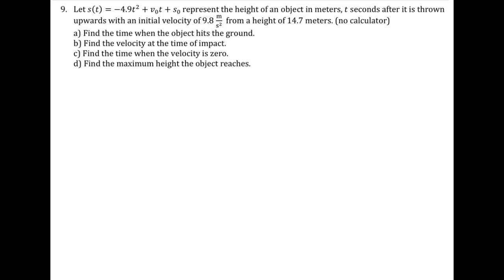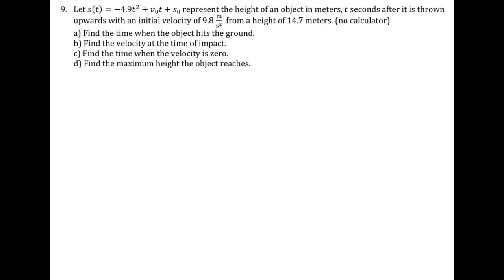Okay, so we have a position function here. S of t equals negative 4.9 t squared plus v naught t plus s naught. We're talking about the height of an object in meters, and t is in seconds. It's thrown upwards with an initial velocity of 9.8 meters.